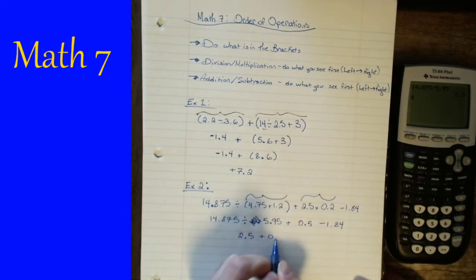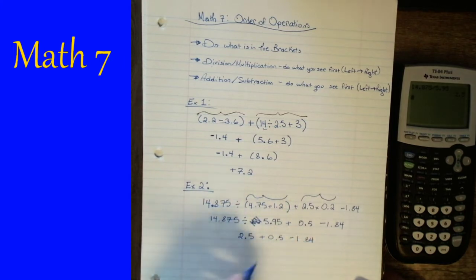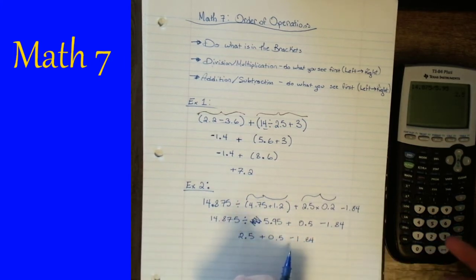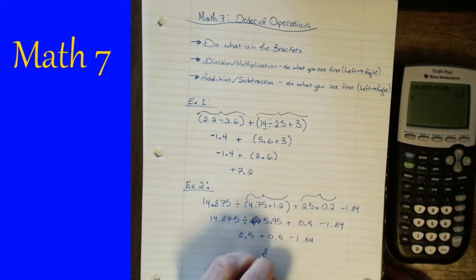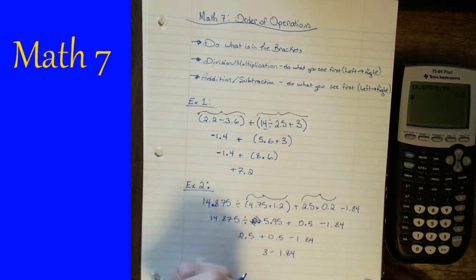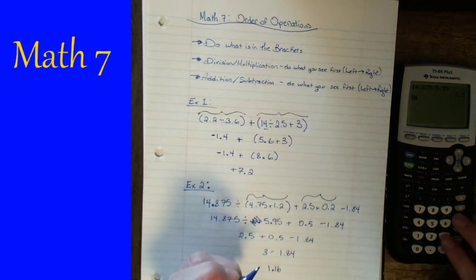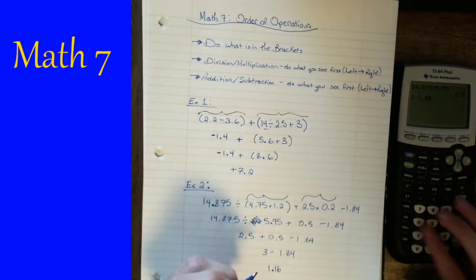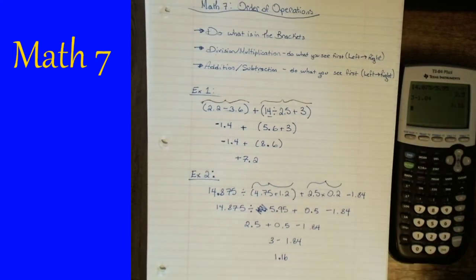So 2.5 plus 0.5 minus 1.84. Again, I can do 2.5 plus a half on a calculator, but I can also just think about it and say, okay, 2.5 plus 1/2 is 3. So 3 minus 1.84. And then that should give me, I believe, 1.16. And I'll double check that. 1.16.